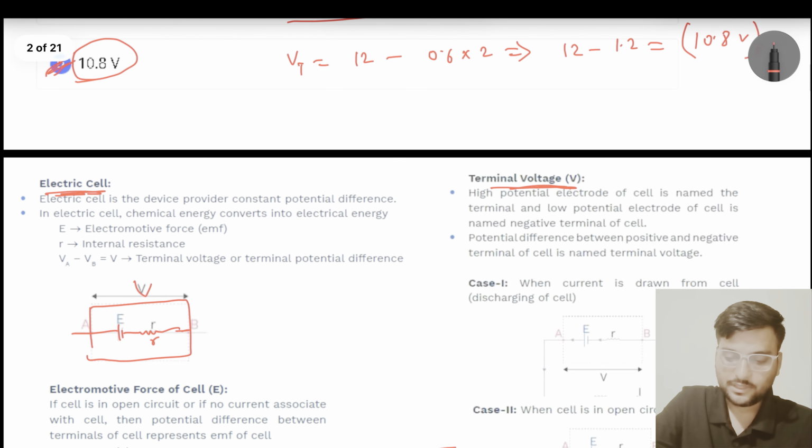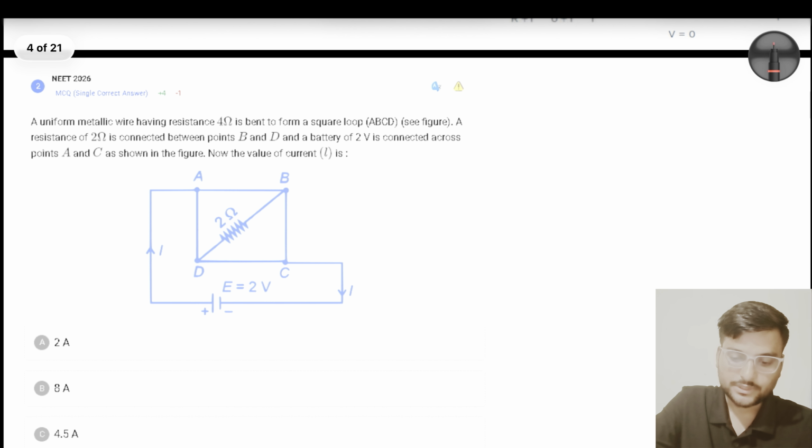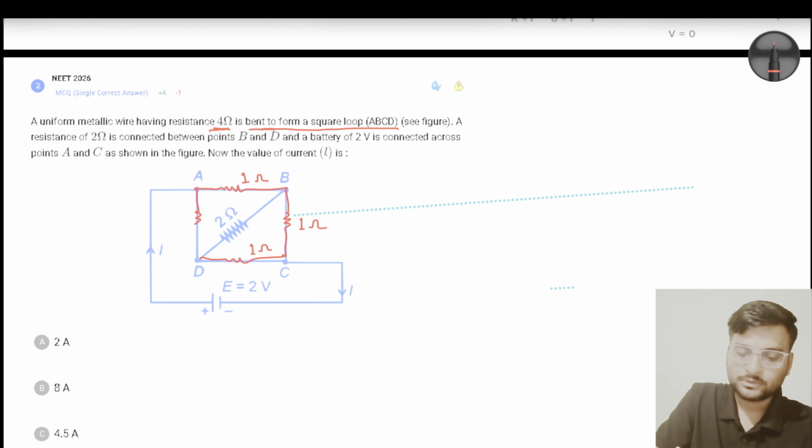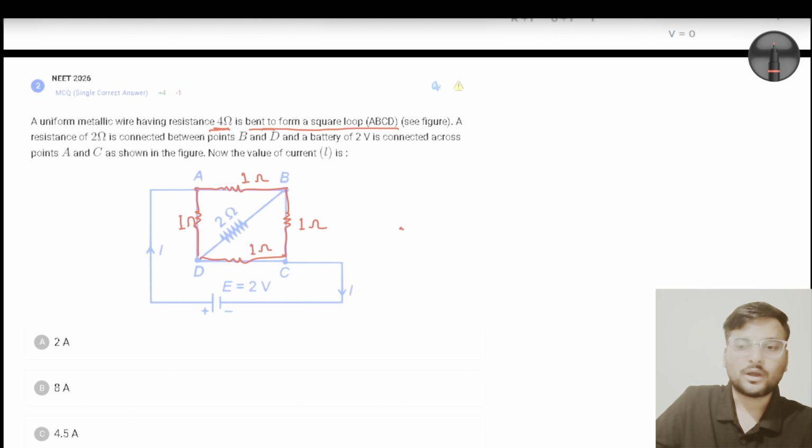Similarly we are going towards the next question. See this question is given to you: a uniform metallic wire having resistance of 4 ohm is bent in the square loop ABCD, which means each part is 1 ohm. This is also 1 ohm, this is also 1 ohm, and this is also 1 ohm. Now how can we solve this problem? What is the method to solve this problem?